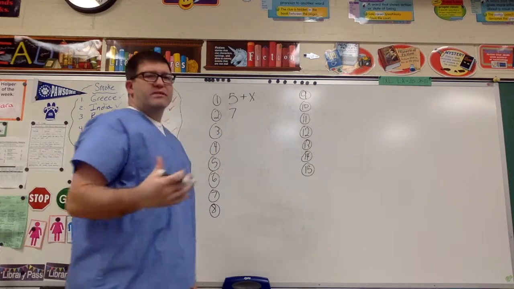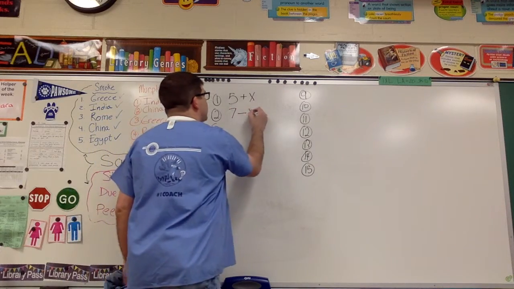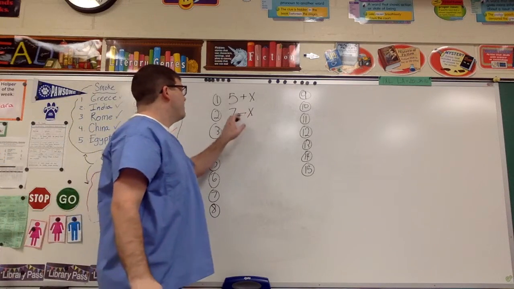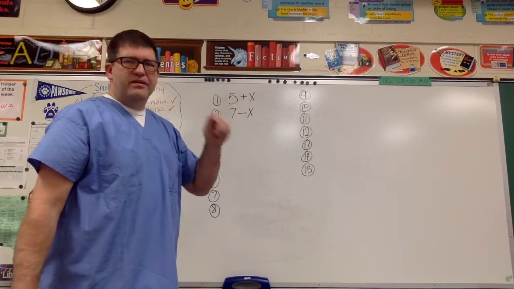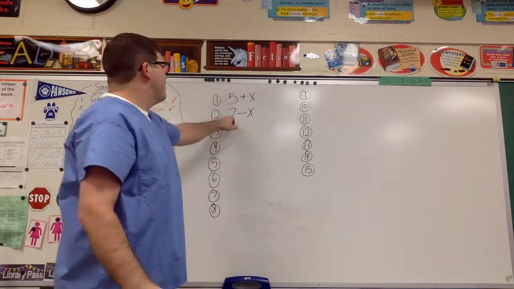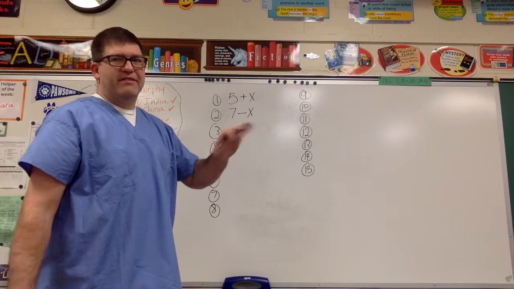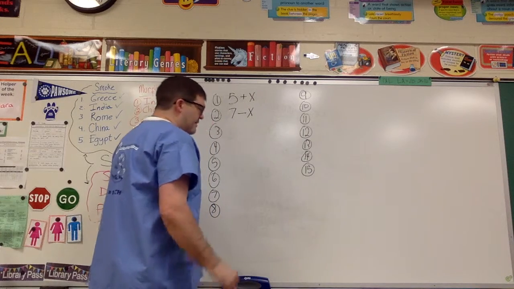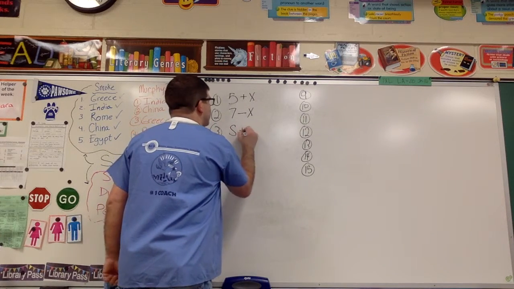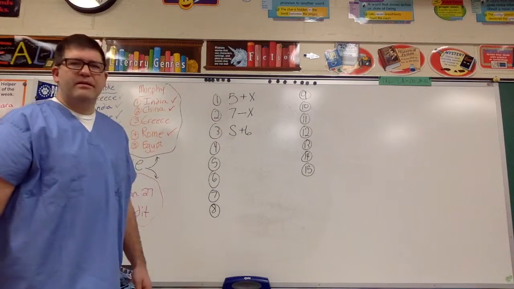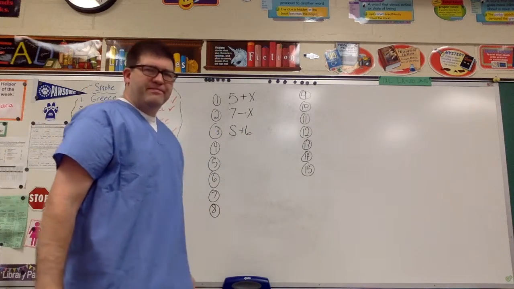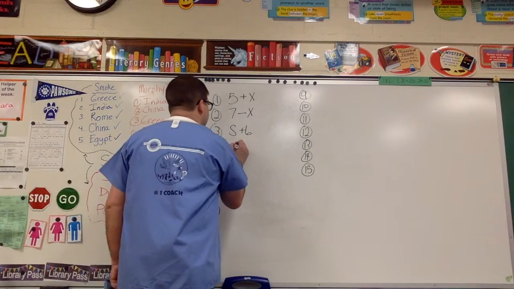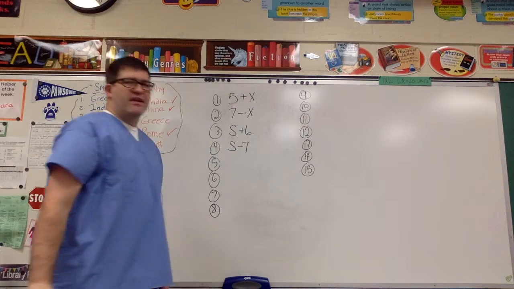Okay. Number 2, subtract x from 7. So I start with 7, and I'm going to subtract x from it. So it's 7 minus x. Subtract x from 7. That one's really important because 7 minus x is so different from x minus 7. So you have to make sure you do it the correct way. Number 3, add 6 to s. I'm going to add 6 to s. So s plus 6. Okay. Number 4, subtract 7 from s. I'm going to start with my s, and I'm going to subtract 7 from it.